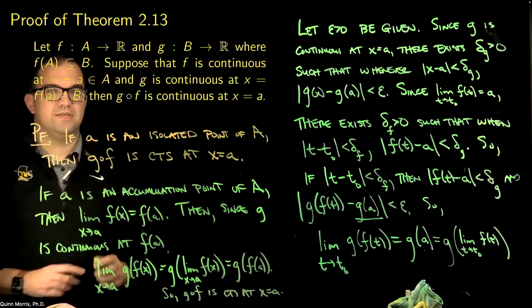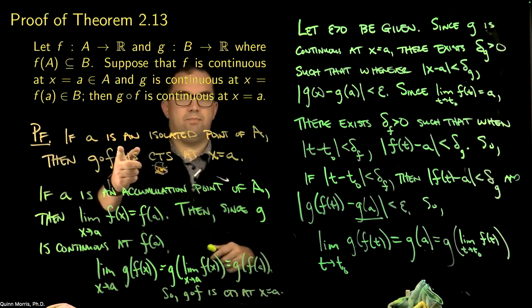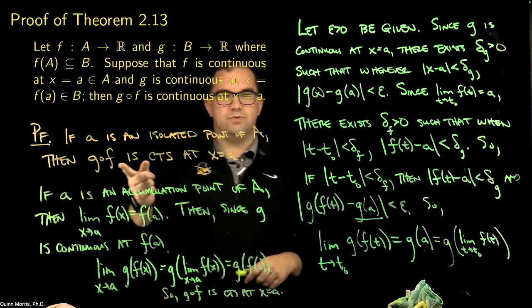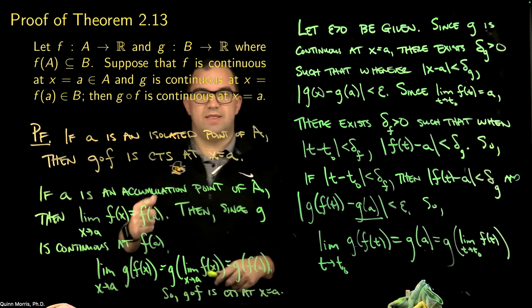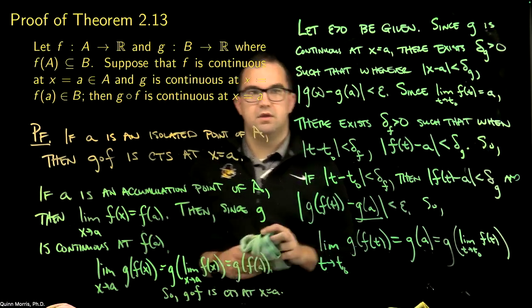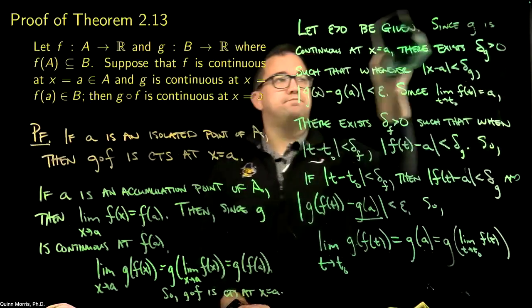So we do this case by case. If A is an isolated point of the domain, then g composed with f is automatically continuous at that point. If A is an accumulation point, then we need to use the lemma that we had previously proven. That's where we want to start for today.